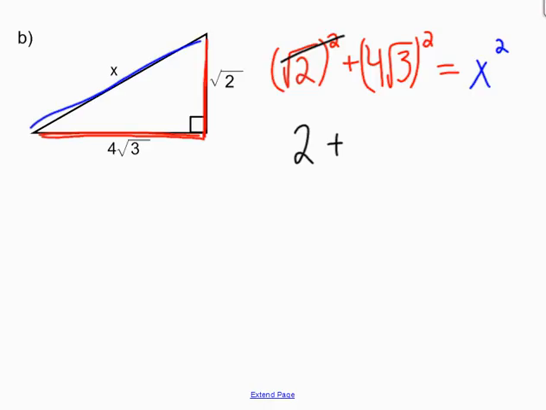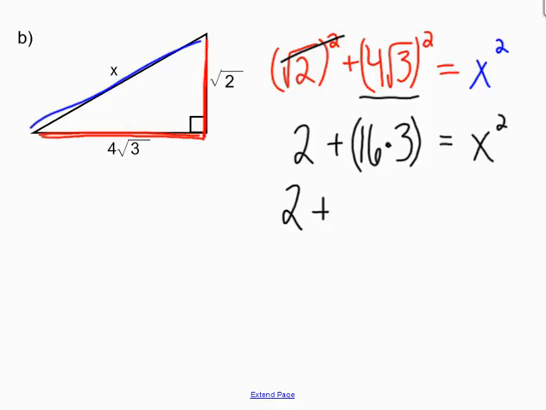Okay? And on this problem, there's one like this on your quiz actually. When you're squaring 4 radical 3, you're squaring the 4, so that's 16. And I'm squaring radical 3, which gives me just 3. So I'm showing that step. This is right here. I just squared this part over here. Equals x squared. So I'm going to take 2 plus 48, 16 times 3 is 48, equals x squared. I get 50 equals x squared, and then I need to square root both sides.